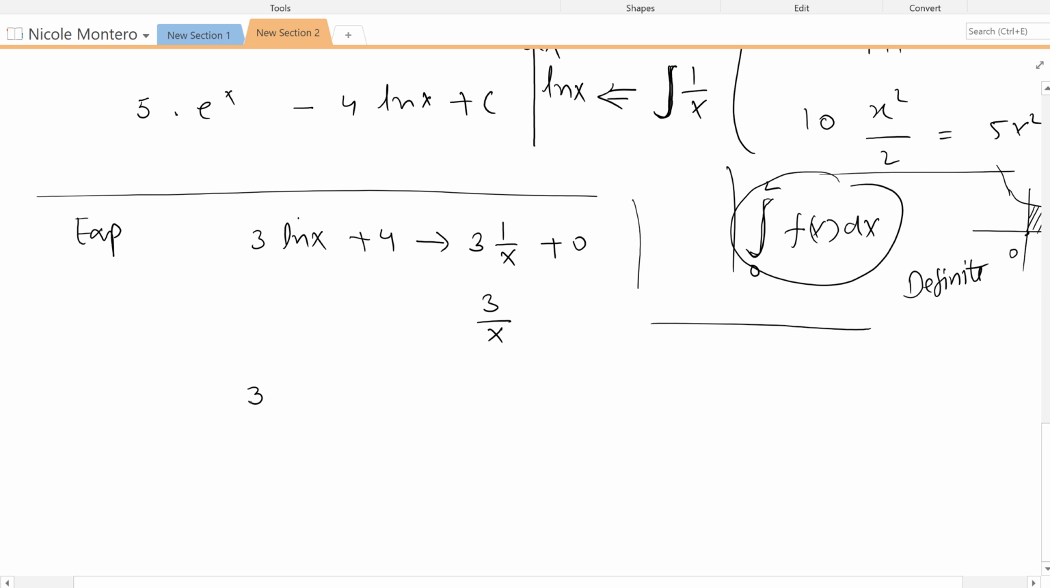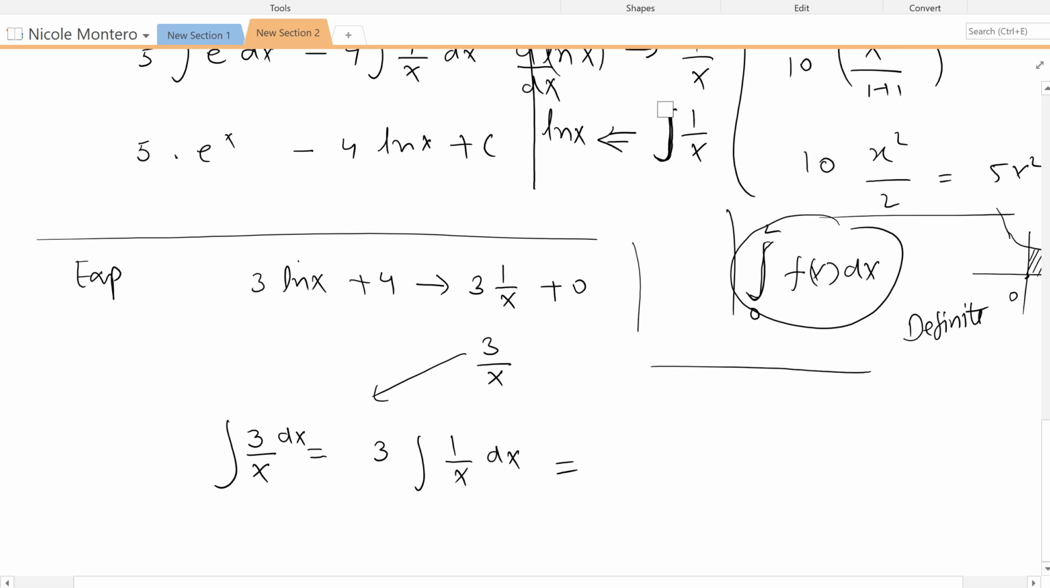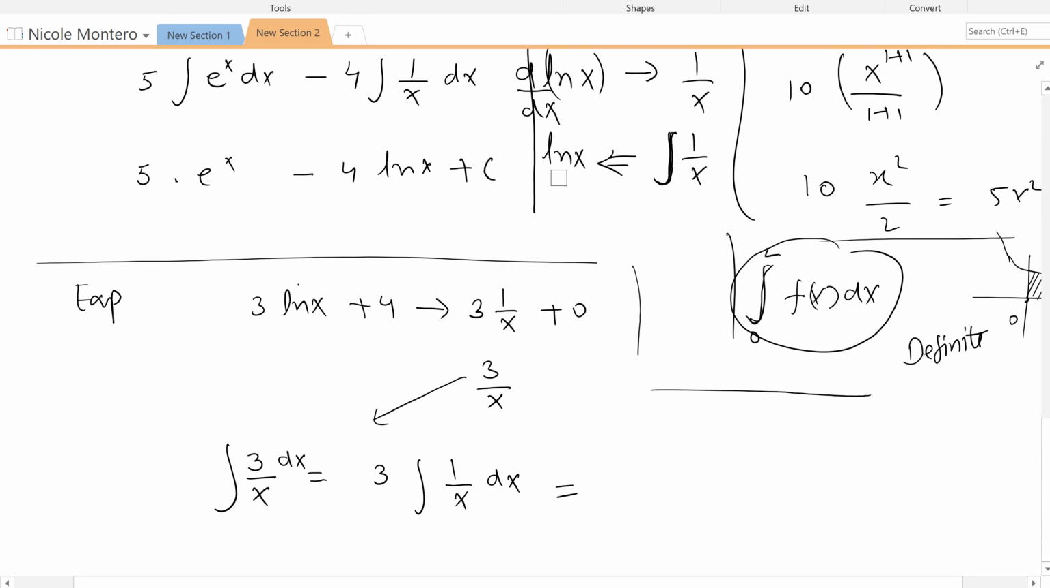Now, what would be the antiderivative of that? It should look like that, right? Now we do the antiderivative, and 3 is a constant. I write it outside, and we know that we always write dx with the antiderivatives. So the antiderivative of 3 over x is going to be 3 times the integral of 1 over x dx. And we already know that the antiderivative of 1 over x is going to be ln x. So 3 ln x.